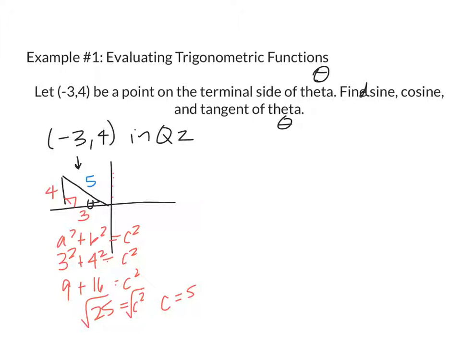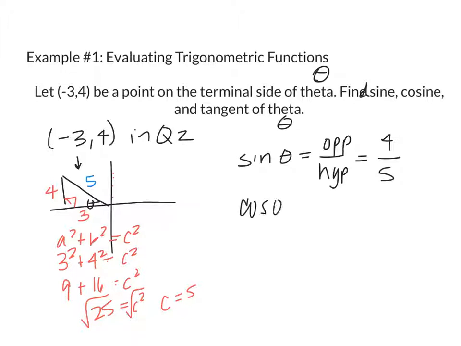All right, so going back to the original question, what is sine theta, cosine theta, and tangent theta? Well, sine theta is opposite over hypotenuse, right? SOHCAHTOA, so opposite over hypotenuse. If we're talking about opposite over hypotenuse, the opposite side of your theta is 4, and your hypotenuse then is 5. Cosine theta will be adjacent over hypotenuse.